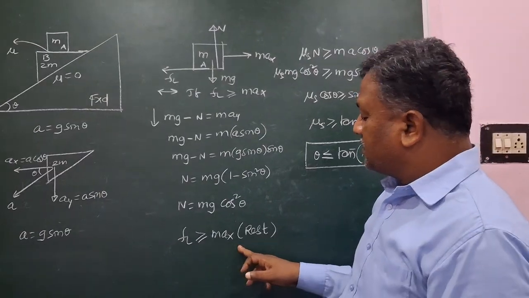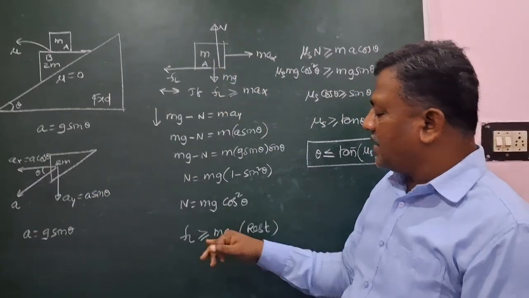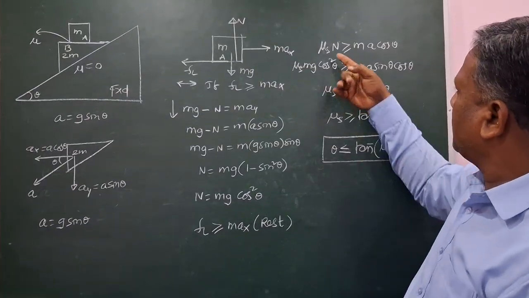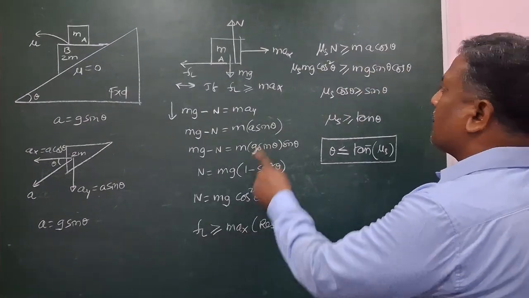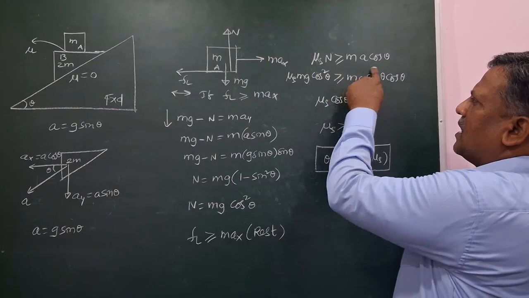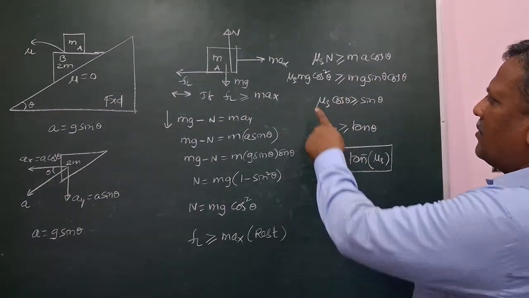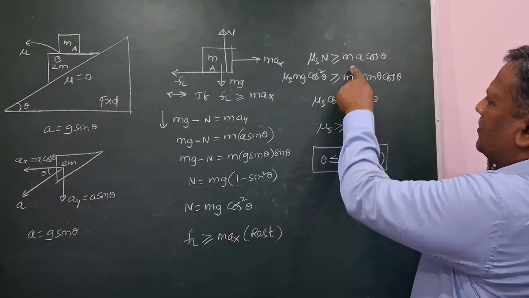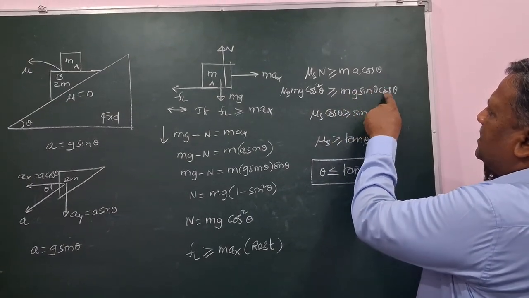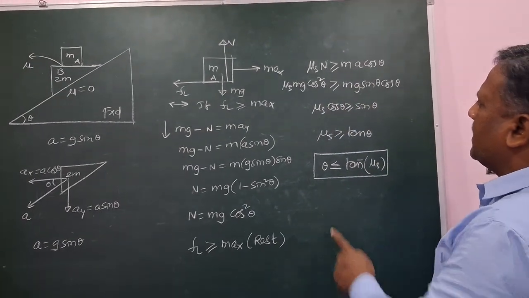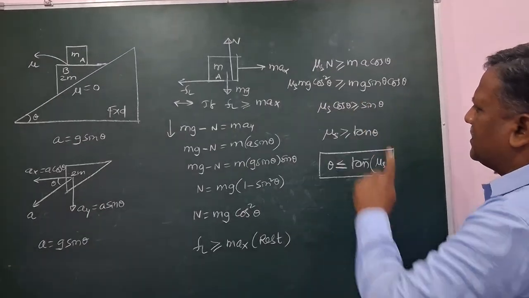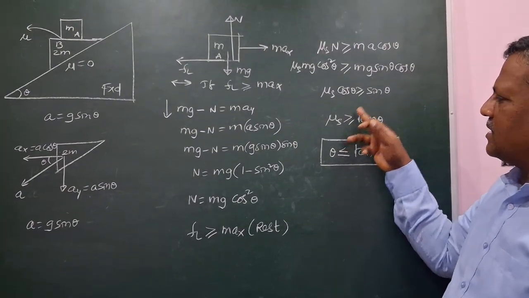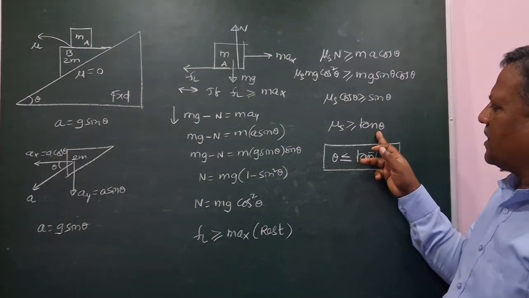Now the condition is when block A is at rest on B, the limiting friction is greater than or equal to m ax. So here mu s, for the resting body, into N is greater than or equal to m a cos theta. Here mu s times the normal force mg cos square theta is greater than or equal to m a, meaning g sin theta into cos theta. Here one cos gets cancelled along with the weight. Mu s cos theta is greater than or equal to sin theta, or mu s is greater than or equal to tan theta.